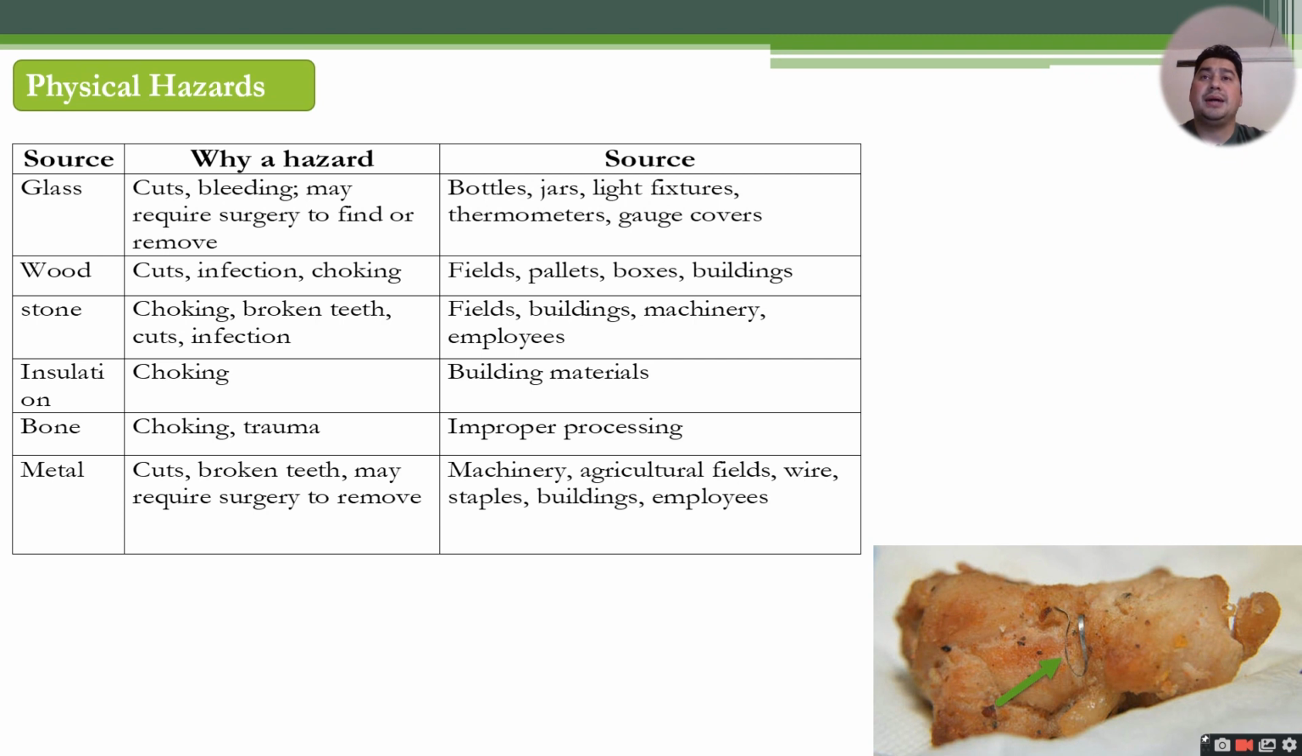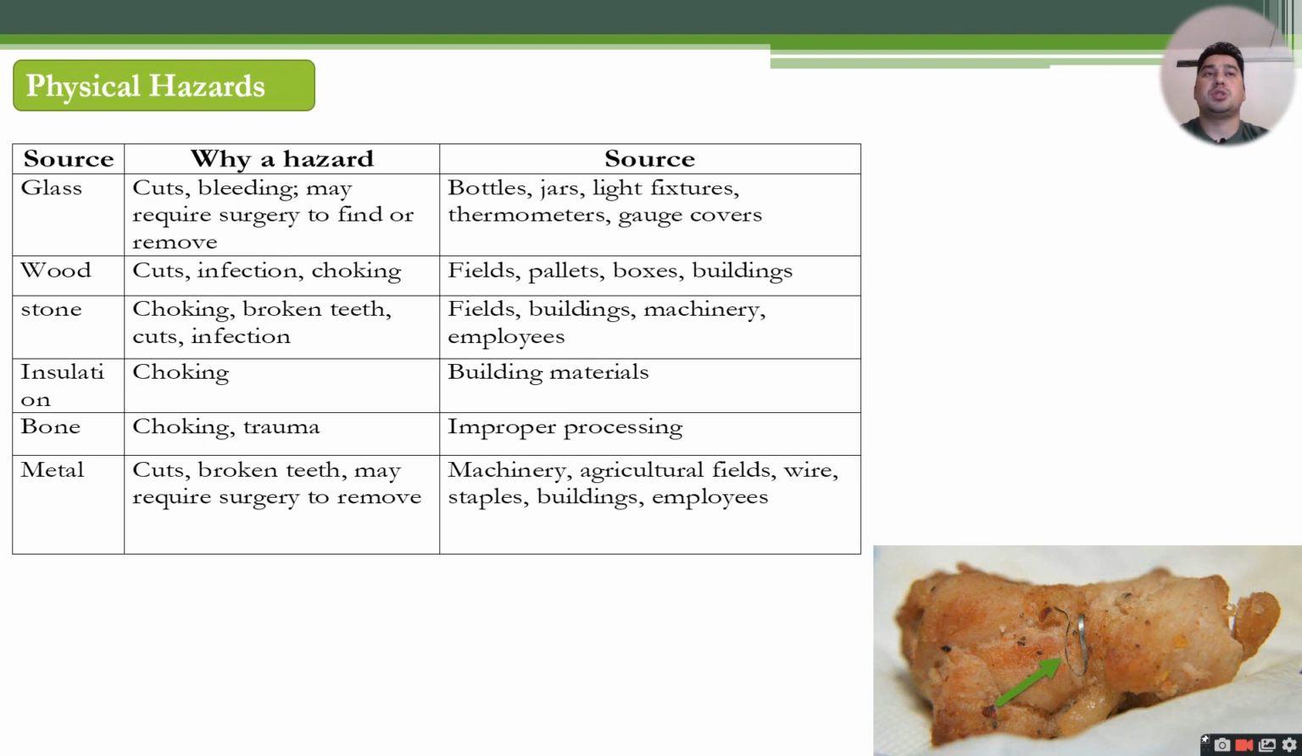The sources of glass could be bottles, jars, light fixtures, thermometers, and gauge covers. For wood, the sources could be fields, pallets, boxes, and buildings. For stone: fields, building, machinery, and employees. Insulation comes from building materials. Then we have bone, from improper processing. Then we have metal. Metal can come from machinery, agricultural fields, wire, staples, building, and employees. So these are some examples of the sources of physical hazards.